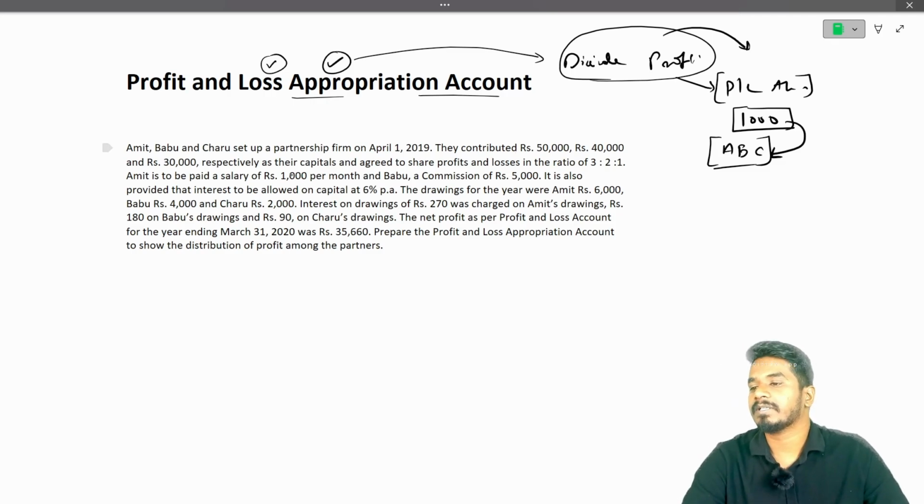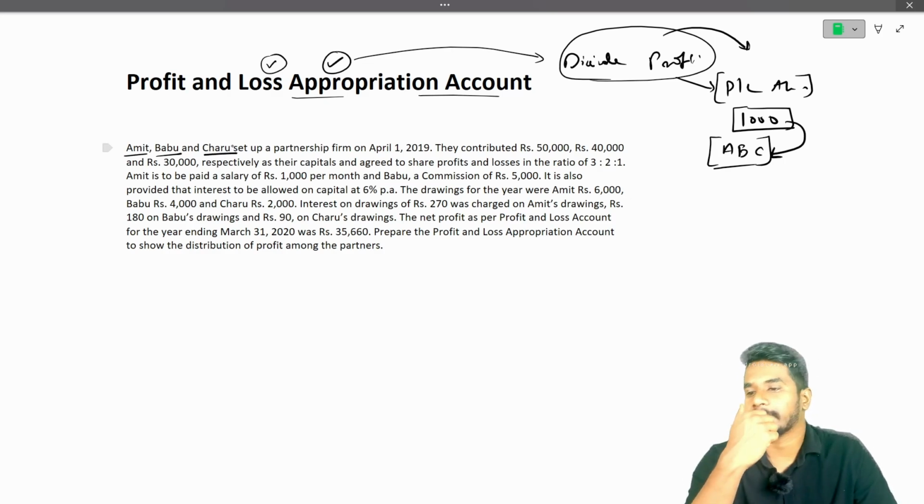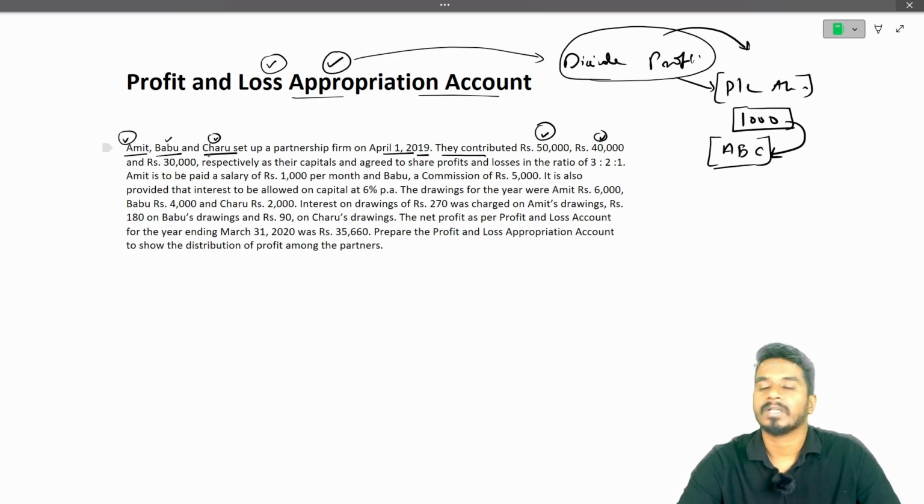So let us start with the question and let us learn how we can prepare. So let us read the question, then we will prepare a working note and then we will solve. Fine. So Amit, Babu and Charu, three partners are there and they started a partnership firm on 1st April 2019. They contributed 50,000 by Amit and 40,000 by Babu and 30,000 by Charu. Right. So this is the capital they are investing in the firm.